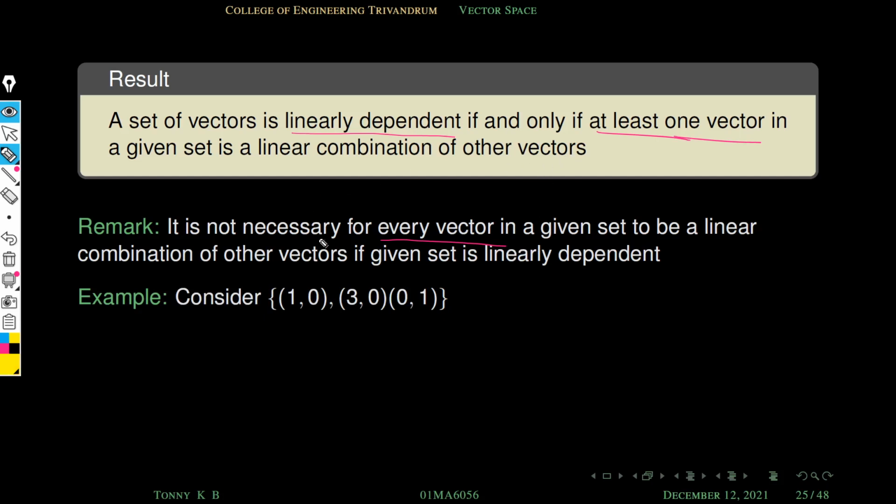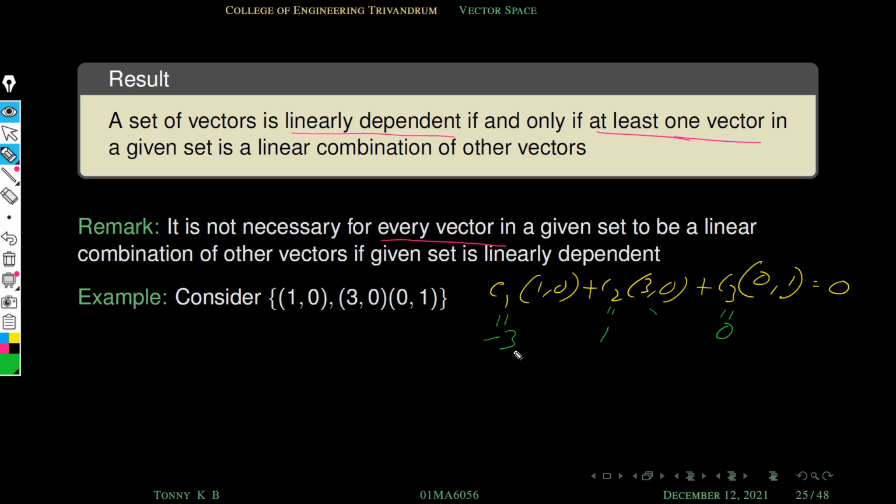Let me explain this with an example. Consider this set: (1, 0), (3, 0), (0, 1). Is it dependent or not? That means C1(1, 0) plus C2(3, 0) plus C3(0, 1) equals 0. Does there exist non-zero scalars, or are all of them 0? It's a very simple example. You can easily observe what C1, C2, C3 are.